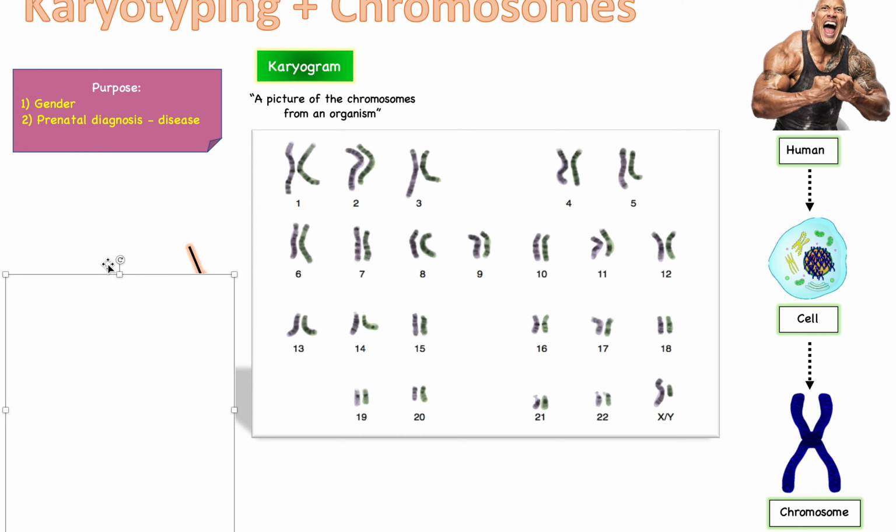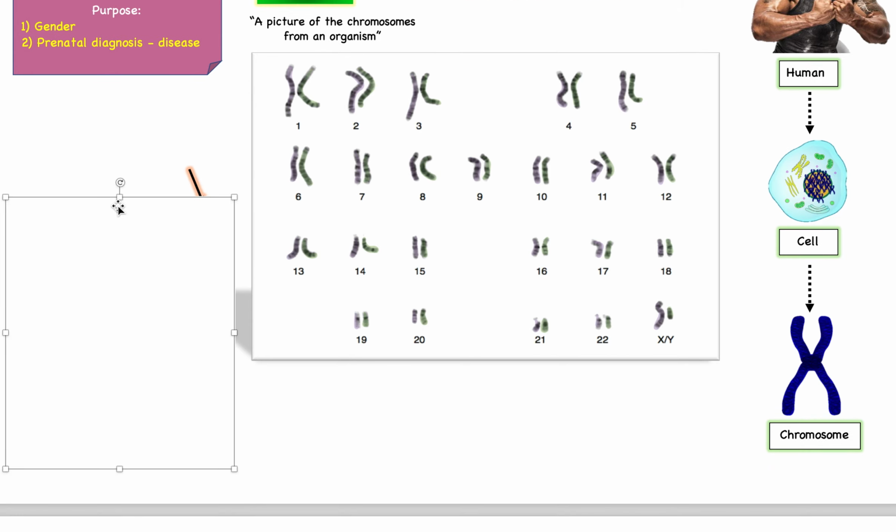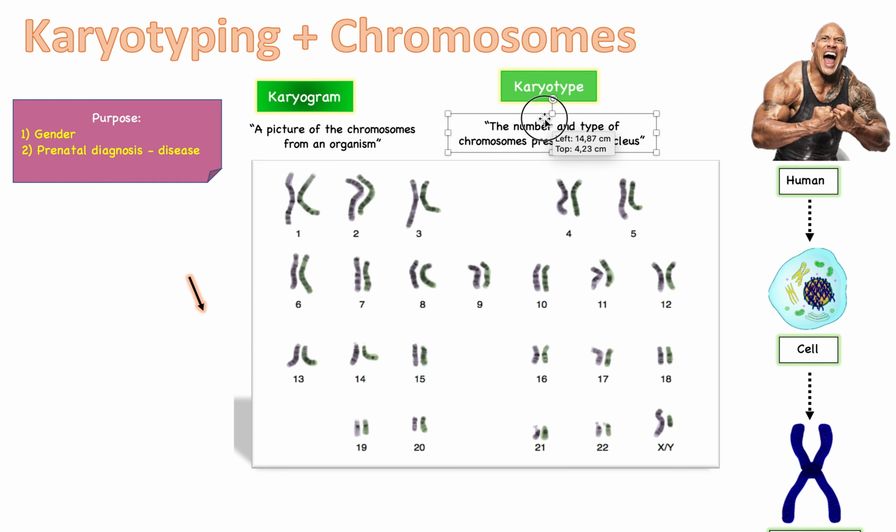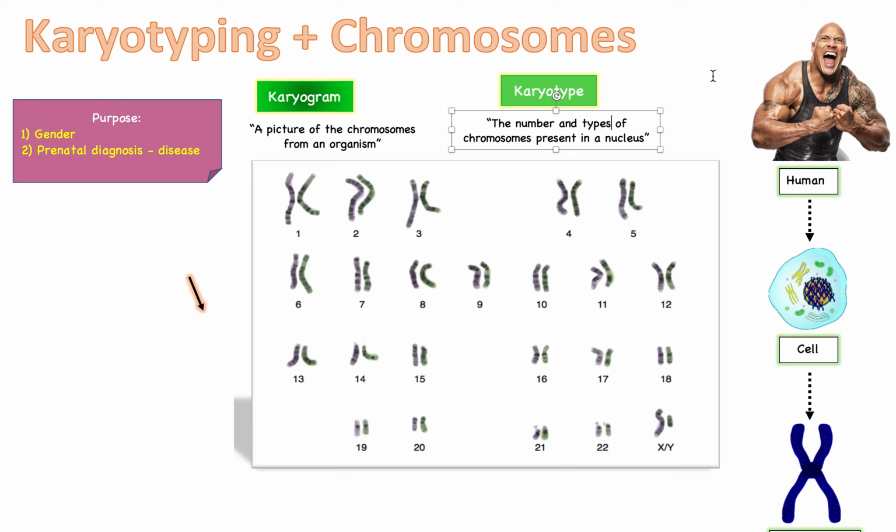Now, there's another word that is a bit confusing, so we need to distinguish it real quick. It's called karyotype. So a karyogram is a picture of your chromosomes, whereas a karyotype is what this picture is saying. Okay, so a karyotype would be the number and types of chromosomes present in a nucleus. Okay, so that's the difference. Karyogram is the picture. Karyotype is what's going on in the picture.